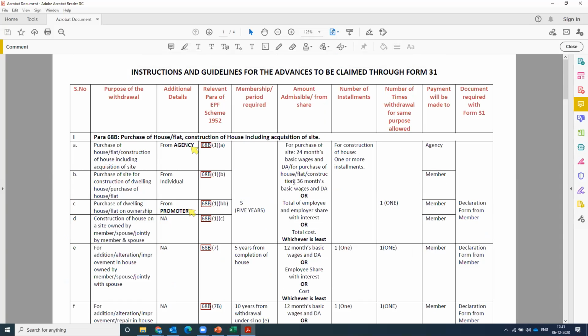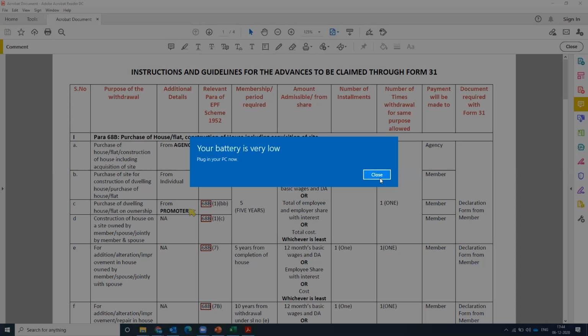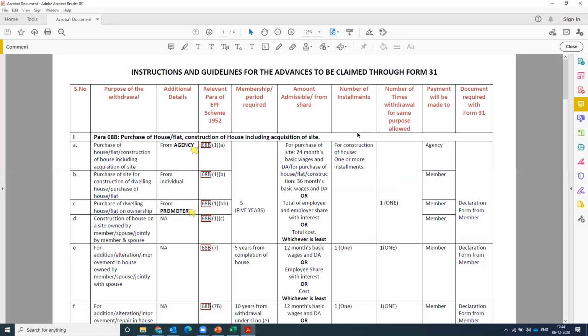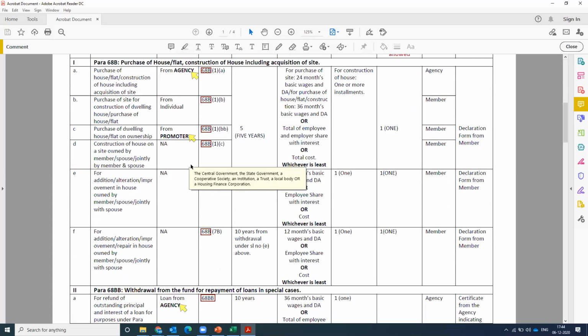So, instructions and guidelines for the advance to be claimed through Form 31. These are the instructions given for the advance withdrawal, for which cases the employee can withdraw his PF advance. What is the eligibility criteria for the withdrawal amount, and what is the maximum amount that he can withdraw for those specific reasons? There are a few paras given here.